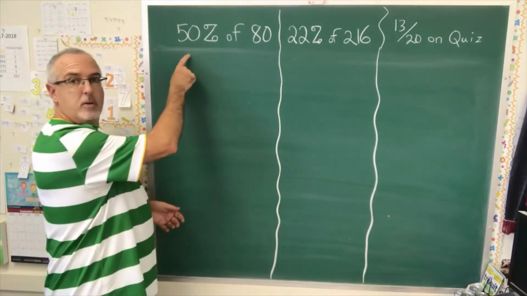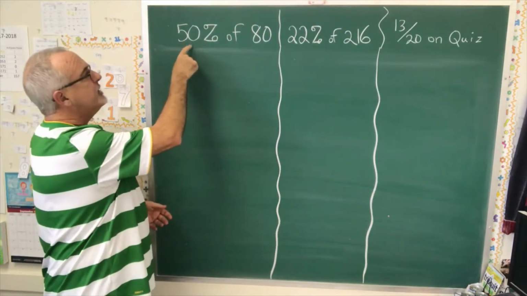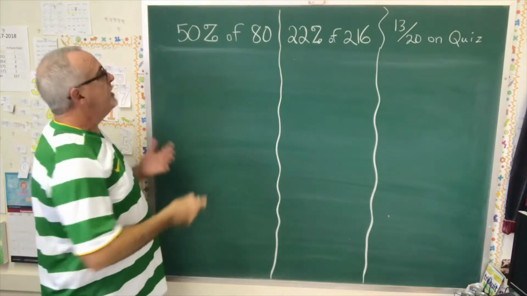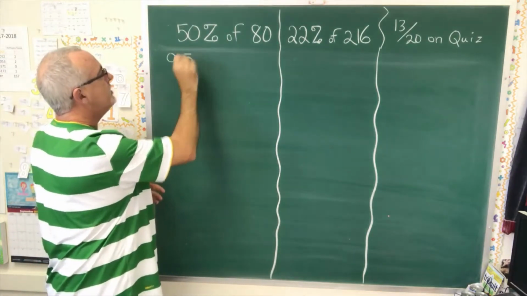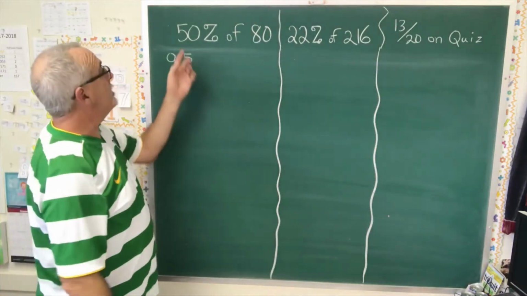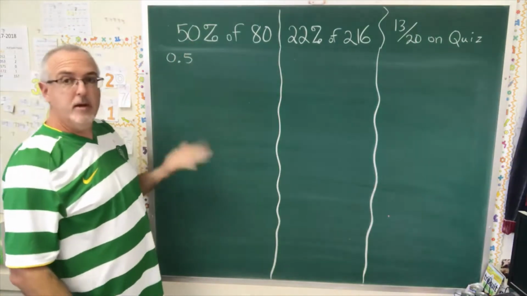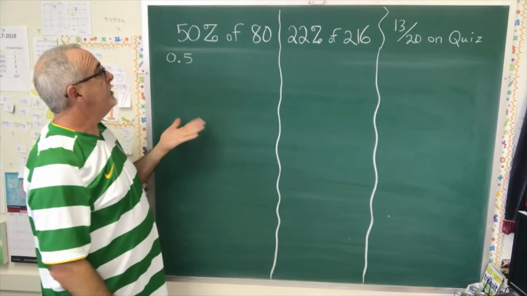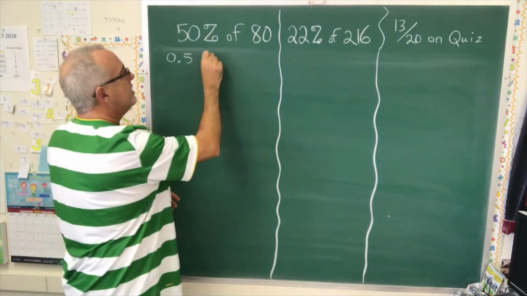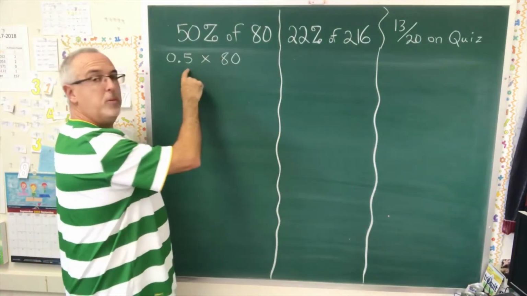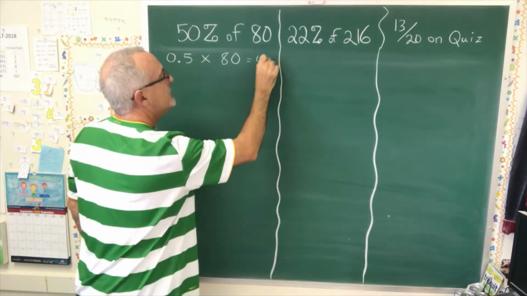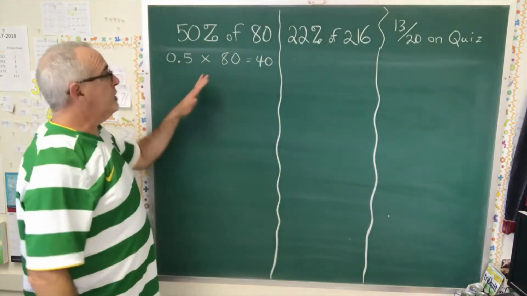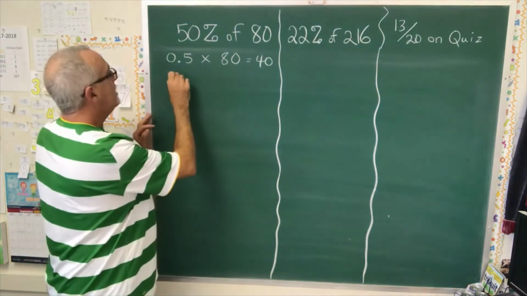One thing you can do is convert the percentage into a decimal. 50% is equal to 0.5 in decimal form. And I can get that by dividing 50 by 100 in my calculator. And then the word of means multiply. So we're doing 0.5 times 80, which will give us 40. That's the answer. But of course, we can do this without a calculator as well.